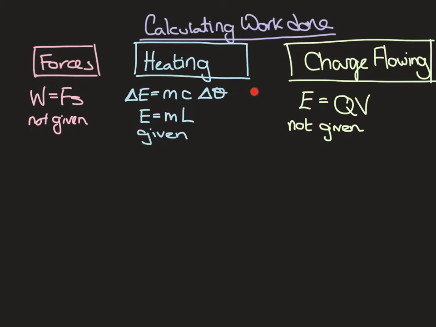This one is for when there's a change in temperature, but you could also get a change in state, and then we'd use this equation here. So this is the energy is equal to the mass times the specific latent heat. This one is given, so you just have to remember to go and look for it on the equation sheet.